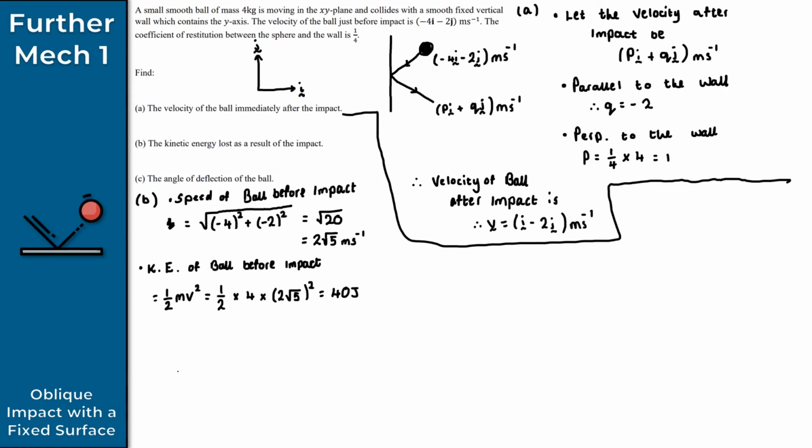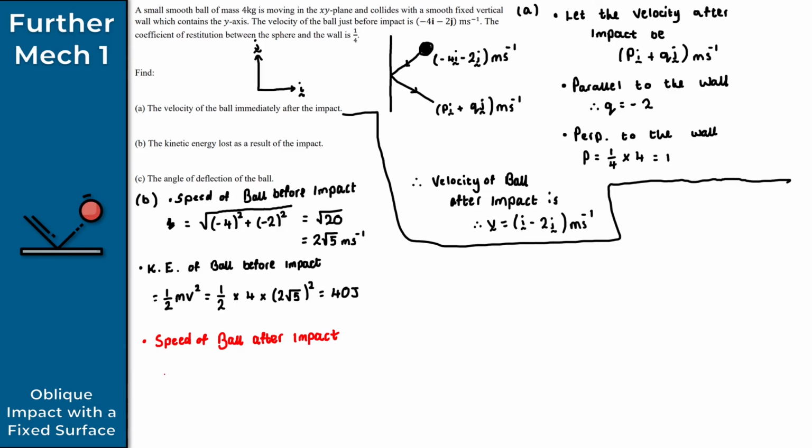So I'll do this part here in a different color. So now I want the speed of the ball after the impact. So speed of ball after impact here. So clearly we're now going to use this velocity vector here, right? I minus 2j meters per second. Again, just simply an application of Pythagoras.